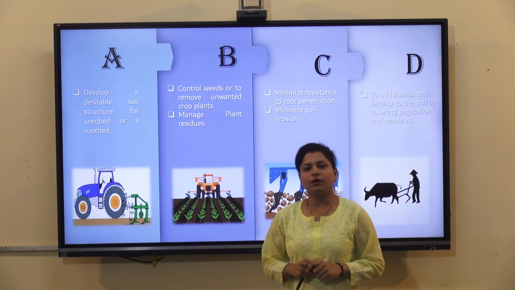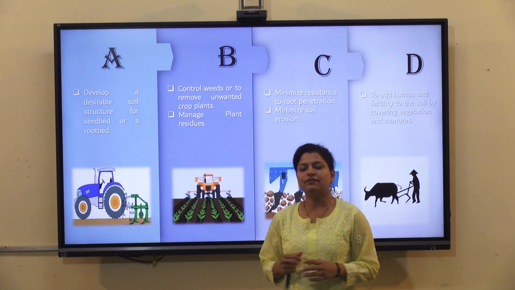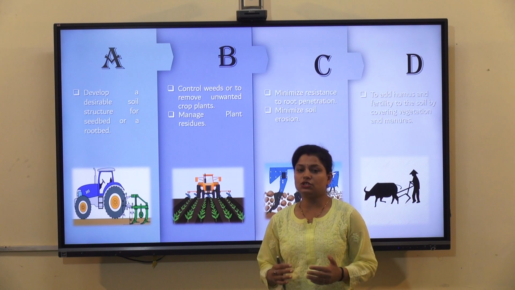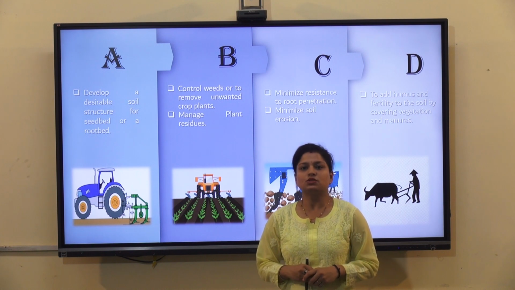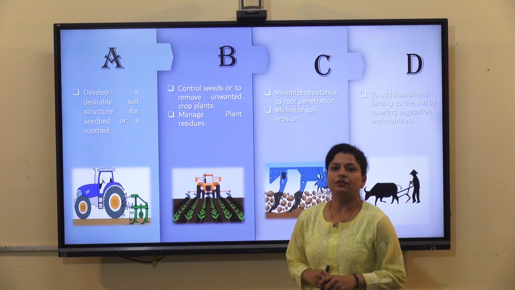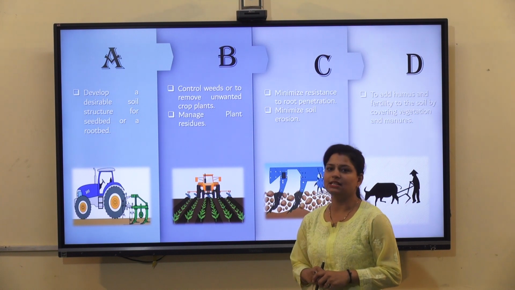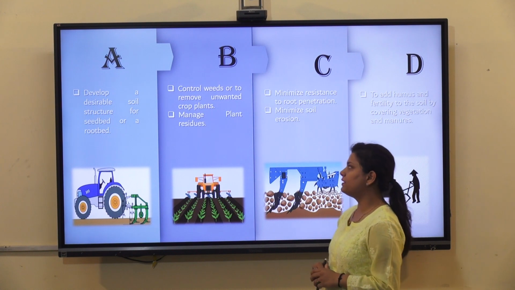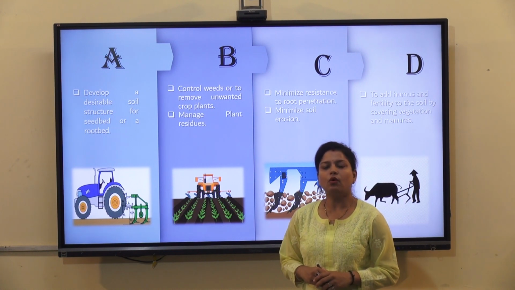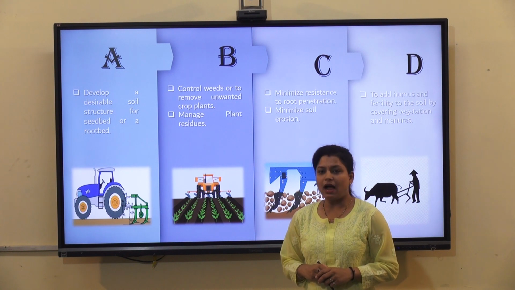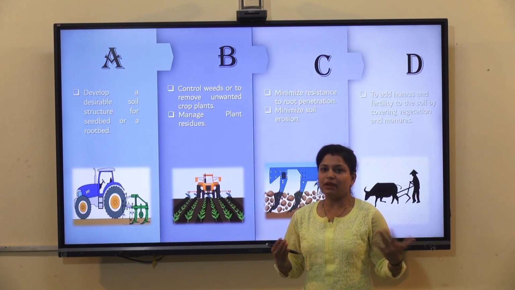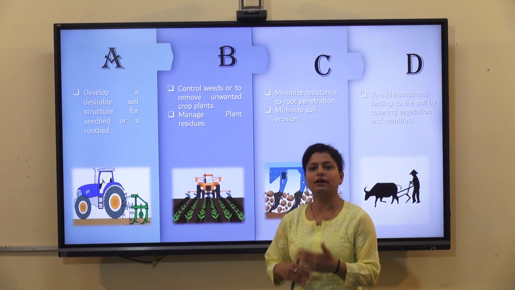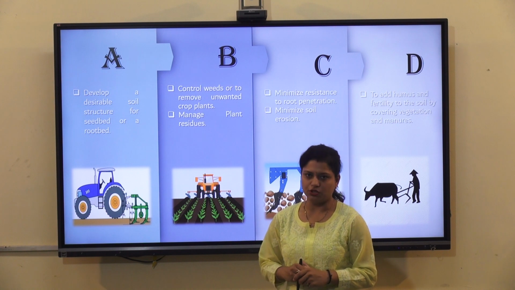The second one is to control weeds, or remove unwanted plants. We do not grow weeds, they grow by themselves. Sometimes weeds also compete with our main crop and stop its growth. So if we do proper field preparation, there is less chance of weed growth. The third one is to manage plant residue. When we go for field preparation, there is a previous crop which we have to manage for our next crop and for soil moisture.